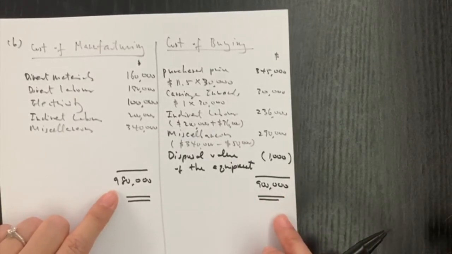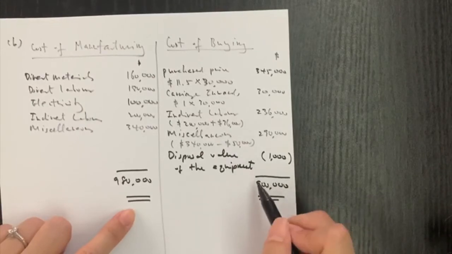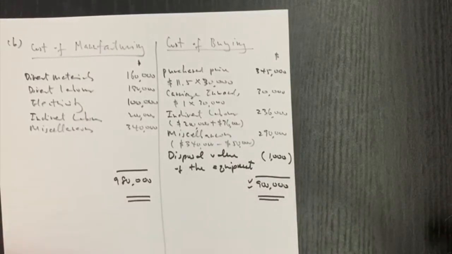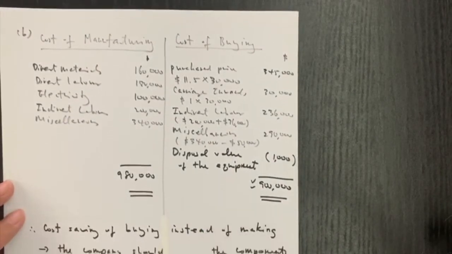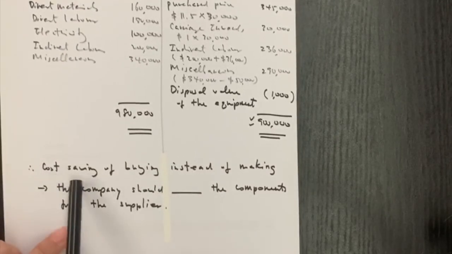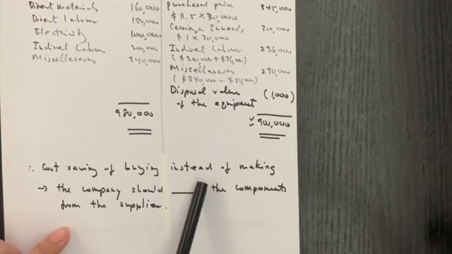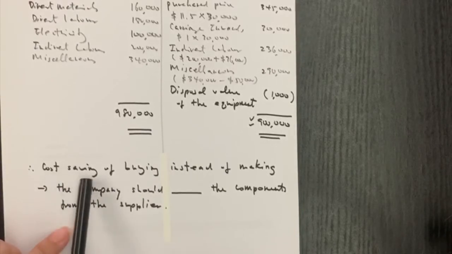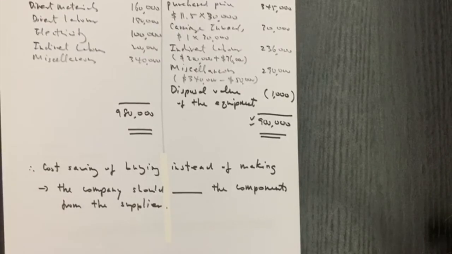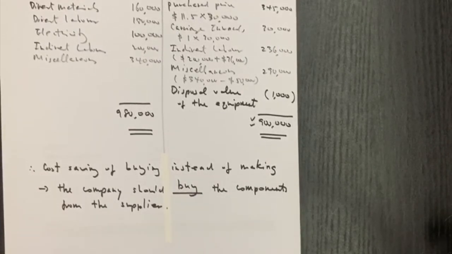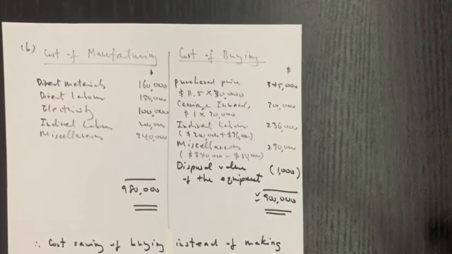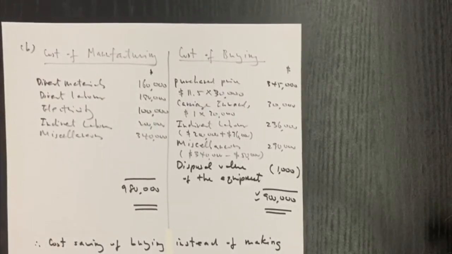So what should be our choice? We should choose the one with lower costs, right? Because we can earn more. After calculation of the cost of manufacturing and the cost of buying, we make this conclusion. There is a cost saving of buying instead of making, because the cost of buying is lower than the cost of manufacturing. The company should buy the components from the supplier. So that's all about this question in A-Level 2004.